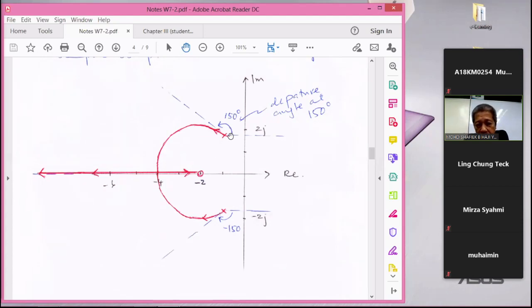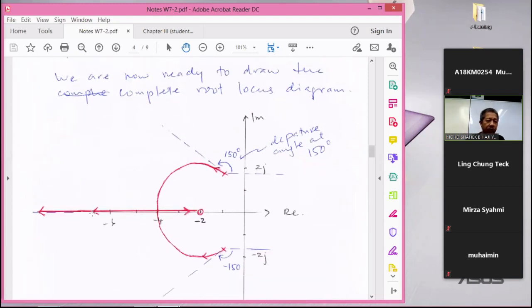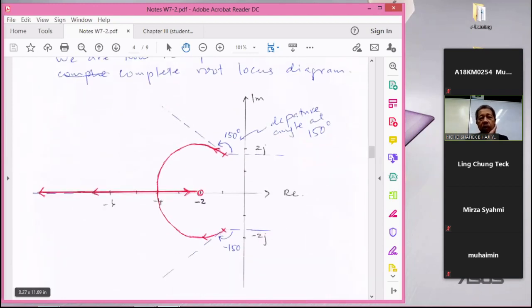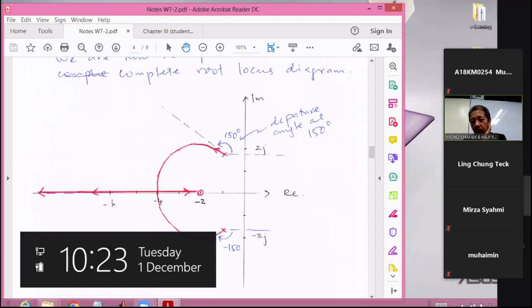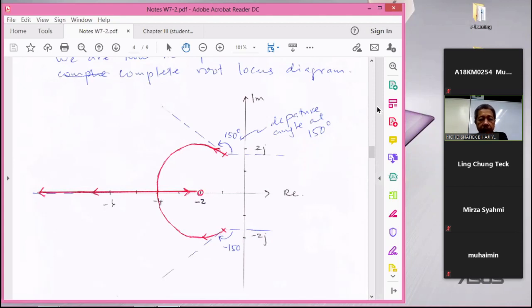Your locus will start at the poles and end at zeros. One of them ends at the zero, and the other one will go all the way to infinity along the asymptote line. Okay, so there you go. We have now discussed all 9 steps of the root locus, how we can draw the root locus diagram. Do you have any questions?